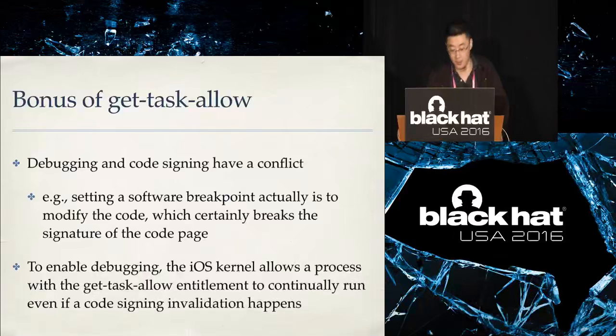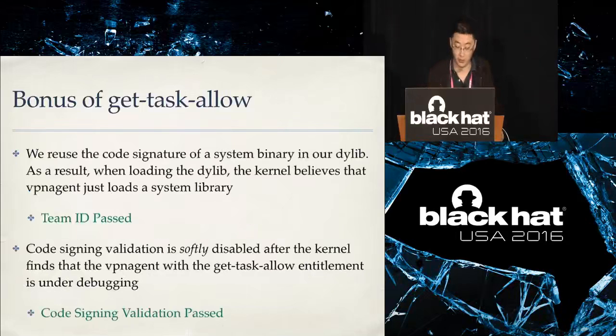So why? Because the iOS kernel will check if a program has the get-task-allow entitlement, and the program is being debugged. That means it's a kind of debugging process. And in that case, even if code signature invalidation happens, the kernel won't kill the program. Rather, it will allow the program to continue to run. So now we have a way.